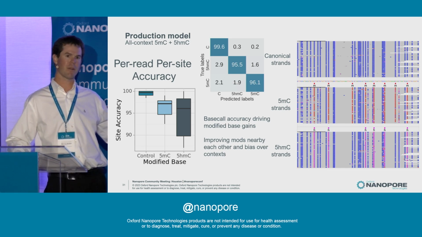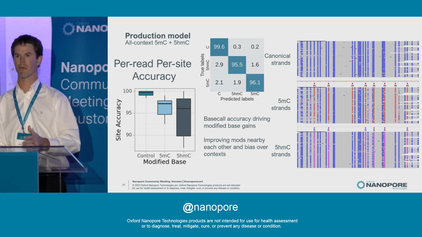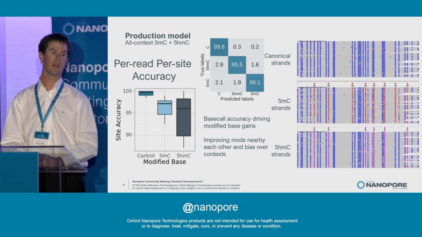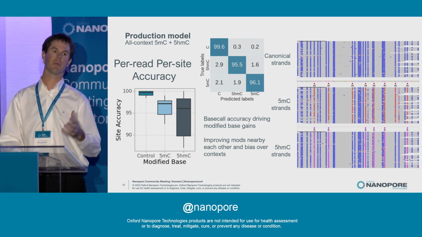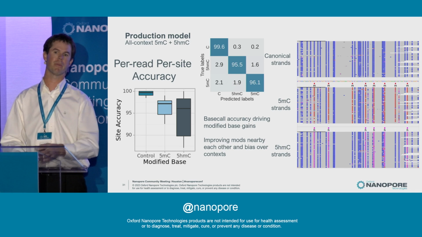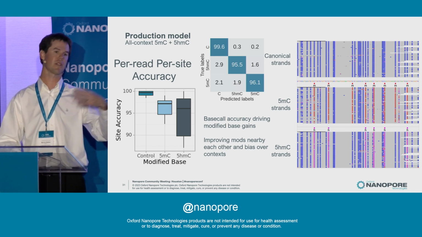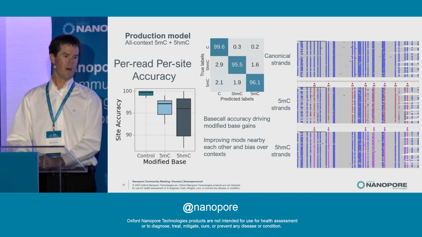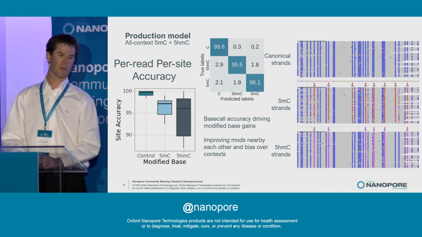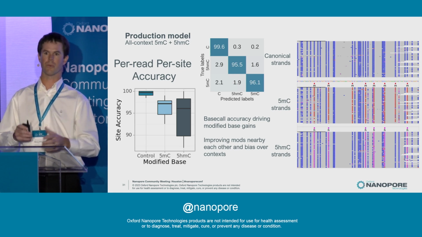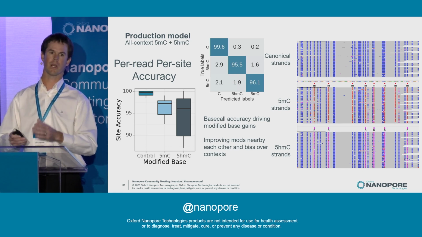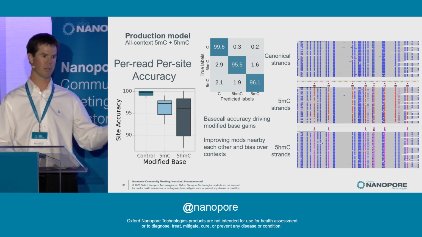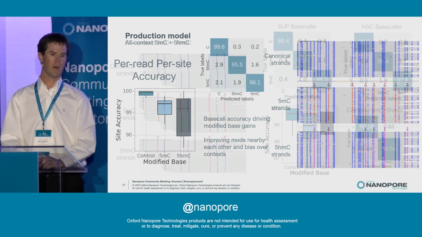And then the accuracy gains in the base caller have actually improved the modified base calls as well. So getting more modified base samples into base caller training has improved the base caller accuracy around modified bases, and that's translated into better modified base calls as well. Additionally, we've also included modified bases near each other so that you know what a canonical and modified base look like near another modified base. So we've been able to include those in training as well.